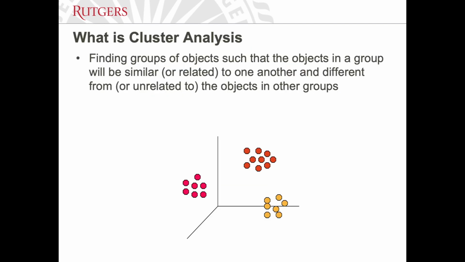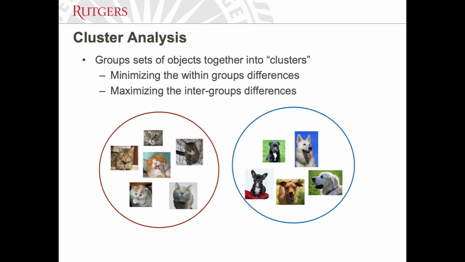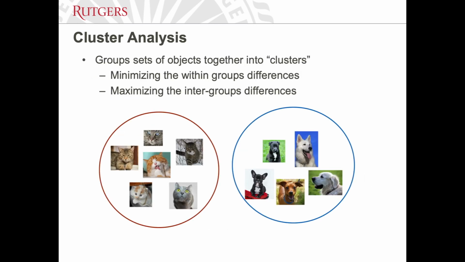Cluster analysis is partitioning objects into groups, what we call clusters, with similar characteristics. It minimizes the intra-cluster distance, but maximizes the inter-cluster distance. So here is a simplified example. The intra-cluster distance is minimized: cats are grouped together and dogs are grouped together. The inter-cluster distance is maximized. Clearly, cats and dogs are different clusters.